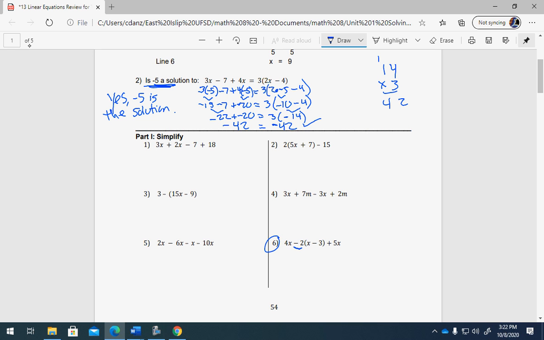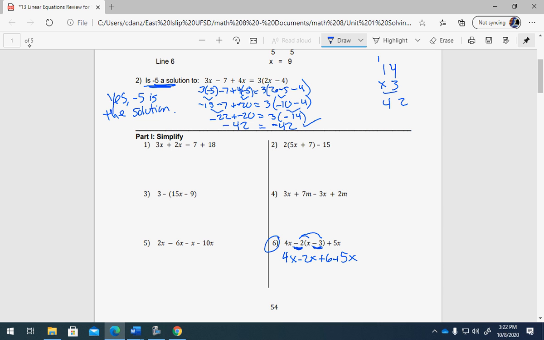So remember, this is a -2 that has to get distributed. So we have 4x minus 2x, and right here a -2 times -3, that's the common mistake. That's the mistake that the person made in the do now even. -2 times -3 is a +6, and I'll bring down the plus 5x.